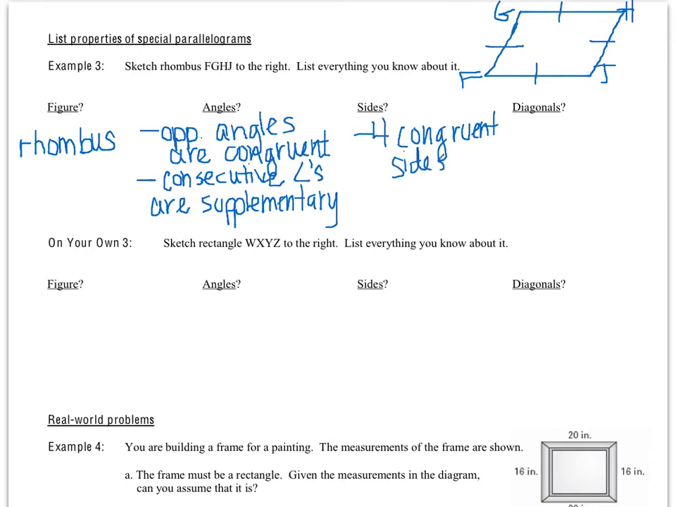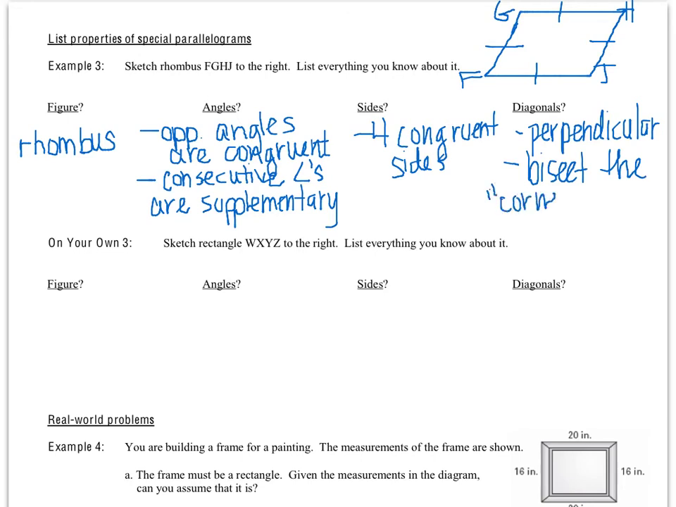And our diagonals, we know that they are perpendicular. For a rhombus, your diagonals are always going to be perpendicular. And we also know they bisect, I'm just going to call them the corners, of the rhombus. So these are the things that we know are true about the angles, sides, and diagonals simply because it's a rhombus.